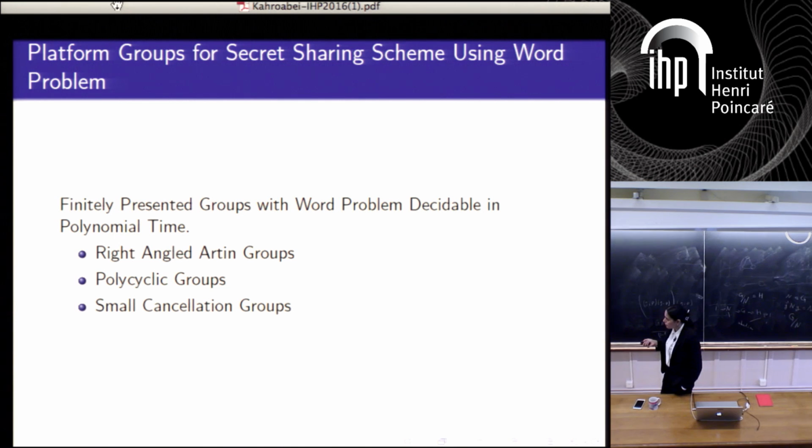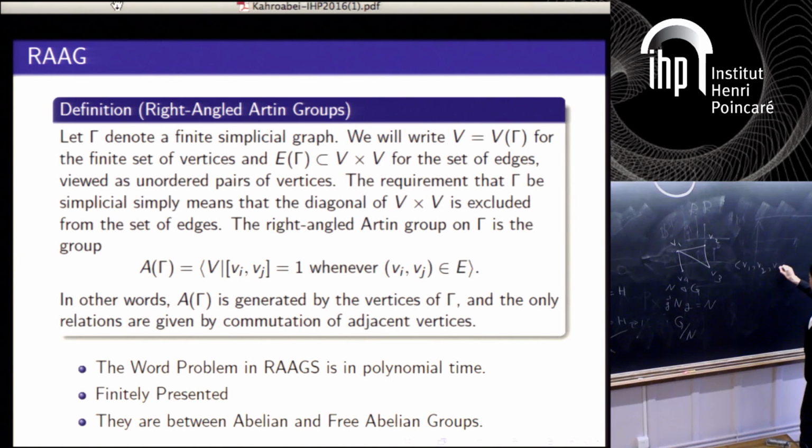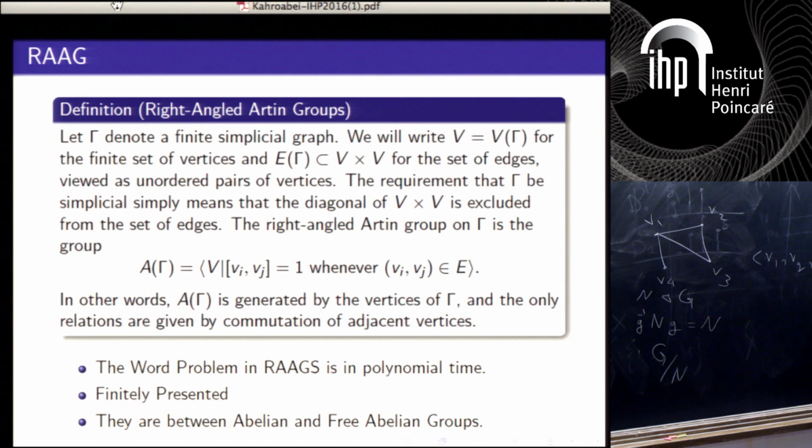For example, one of them is right-angled Artin groups. They're interesting groups. If you have a graph, say V1, V2, V3, V4, the group is generated by the set of vertices, and there is a relator if there is an edge between them. So now, for example, we have V1, V4. So this is the identity, and you can write everything that is connected. So this is an interesting class of groups.